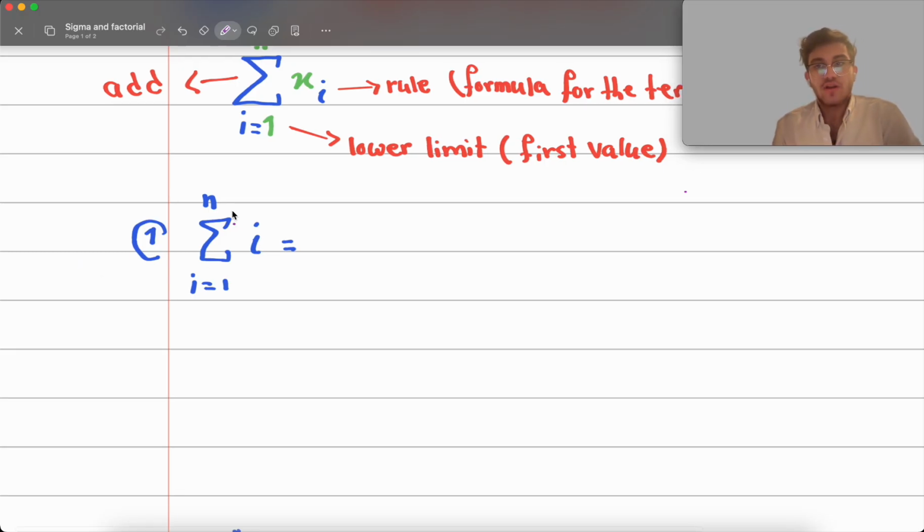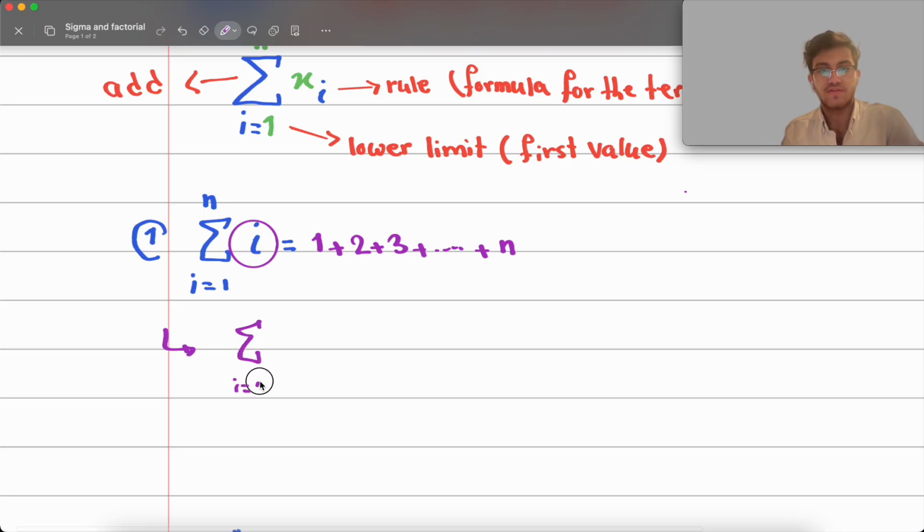For instance, this one means add the terms, plugging the values starting from 1 up to n into this rule right here. This represents what I'm going to do with i, the iterative i. So I start from 1, and it's going to be 1 plus 2 plus 3, plus up to n, and I stop there. Let's see an example.